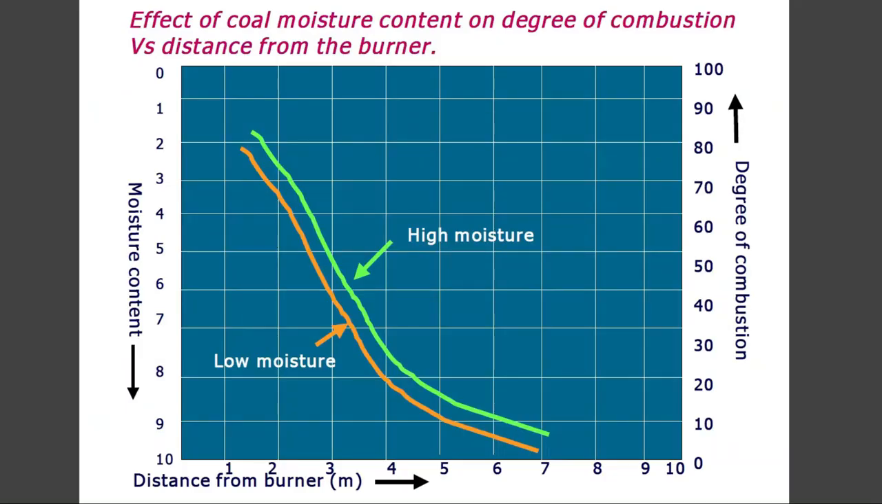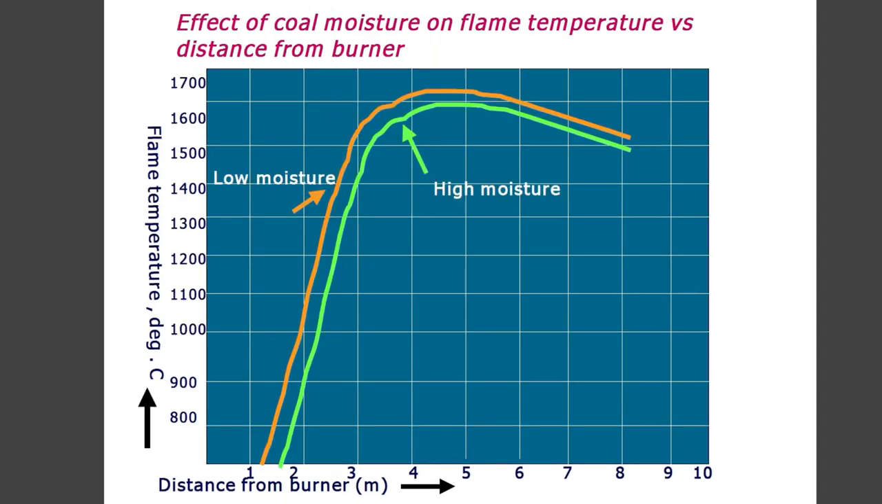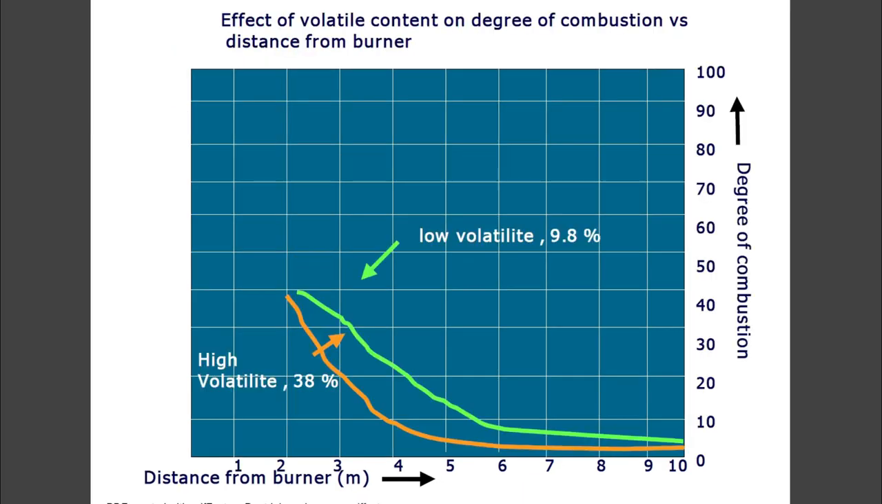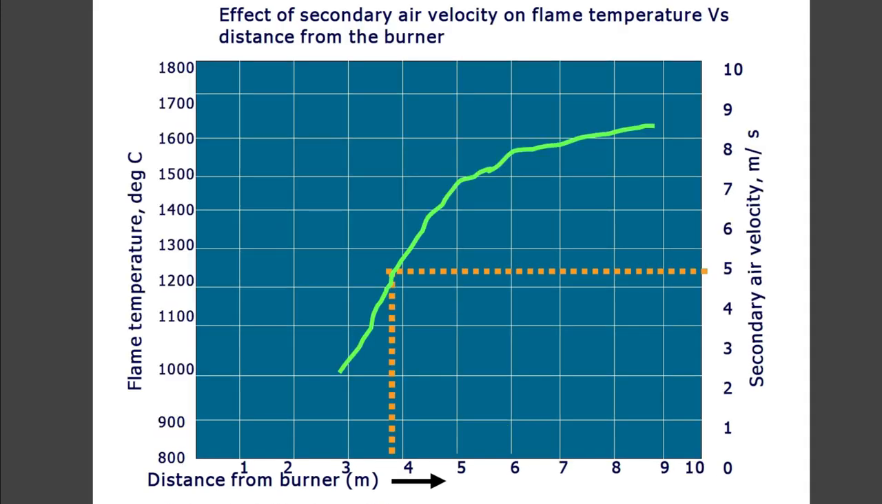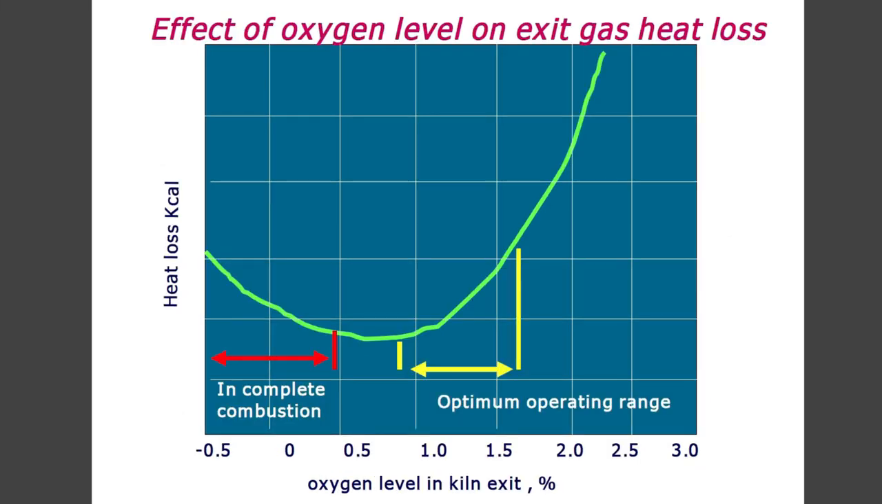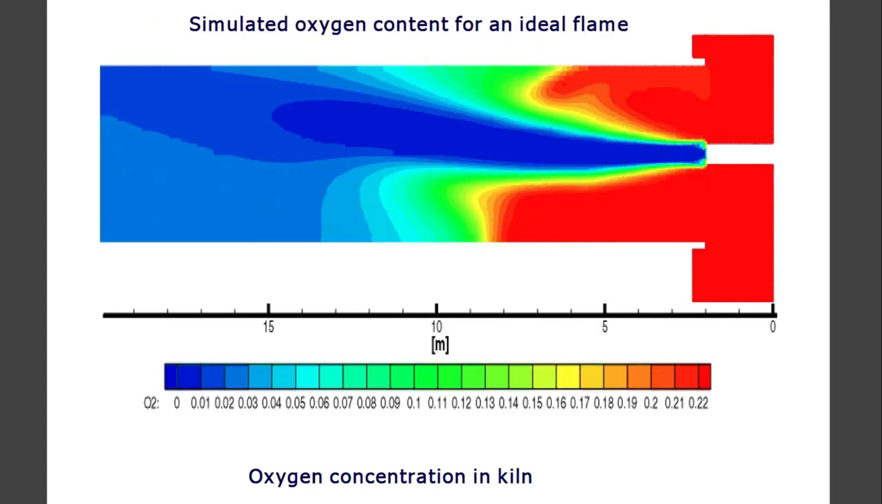Effect of coal moisture content on degree of combustion versus distance from the burner. Effect of coal moisture on flame temperature versus distance from burner. Effect of volatile content on degree of combustion versus distance from burner. Effect of secondary air velocity on flame temperature versus distance from the burner. Effect of oxygen level on exit gas heat loss. Simulated oxygen content for an ideal flame.